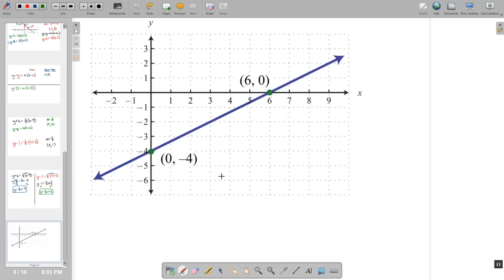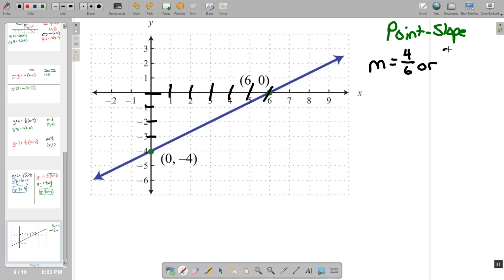For my last problem, I'm going to try to take this line and write it in point-slope form. Well, in order to write something in point-slope form, I need a point, which I have 2 of, and then I'm going to need the slope as well. So the slope for this line, I'm going to do rise over run. So I'm going to go up 1, 2, 3, 4, and I'm going to go over 1, 2, 3, 4, 5, 6. So my slope is 4/6 or 2/3. Probably going to work with 2/3 because it's usually easier if they're simplified.